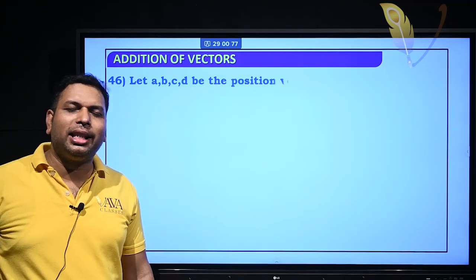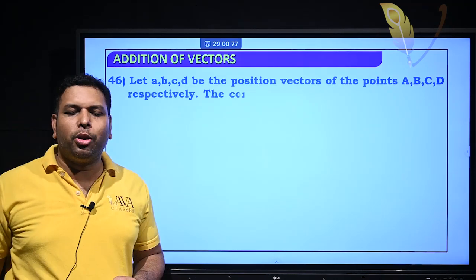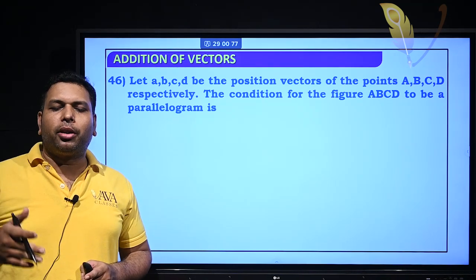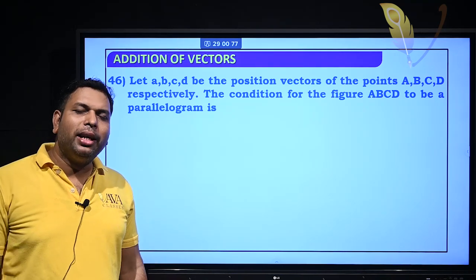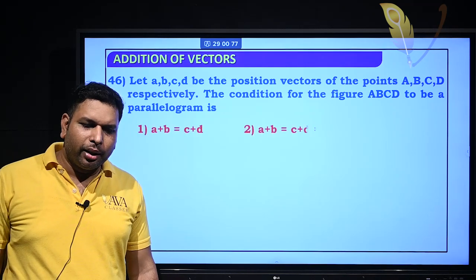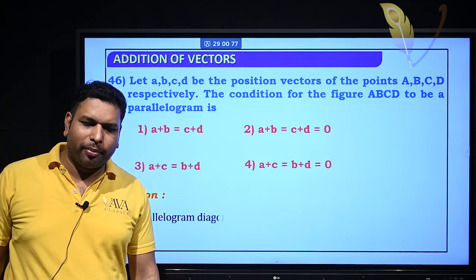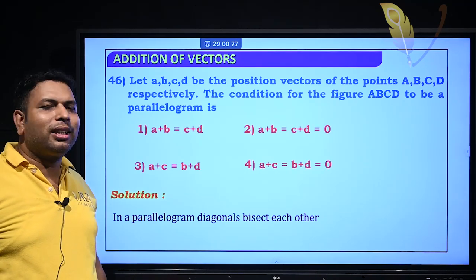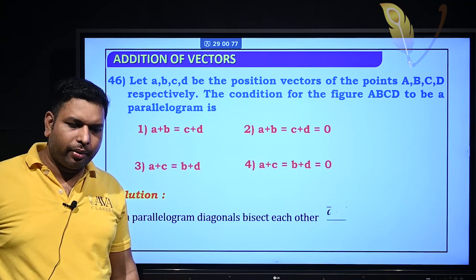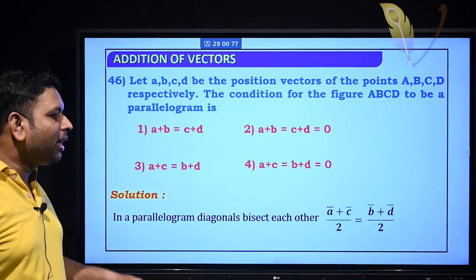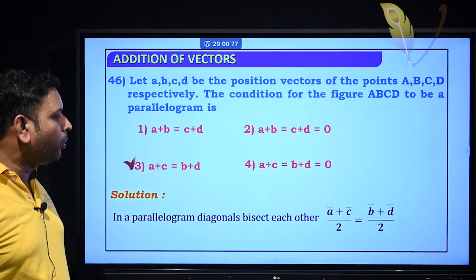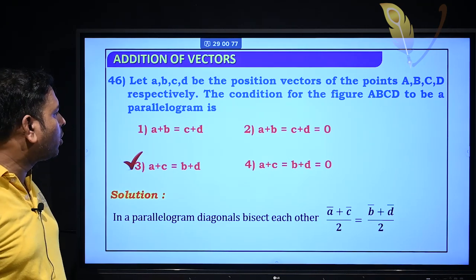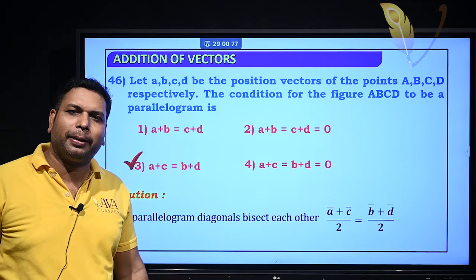Now question number 46. Let A, B, C, D be the position vectors of the points A, B, C, D respectively. The condition for the figure ABCD to be a parallelogram is... These are the options. Solution. In a parallelogram, diagonals bisect each other. That is (A plus C) by 2 equal to (B plus D) by 2. So by simplification, A plus C equal to B plus D. So third option is the right option, students.